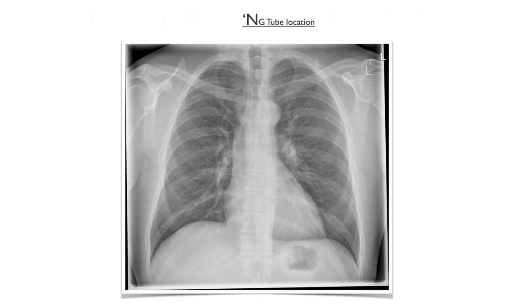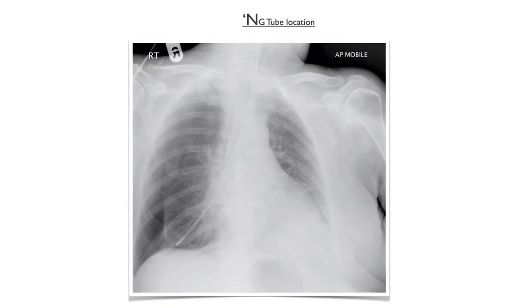NG tube location. Junior doctors are frequently asked to confirm the location of NG tubes. If the NG tube is correctly placed, the tip of the tube should be seen in the gas bubble of the stomach below the left diaphragm. In this radiograph, notice how the NG tube extends into the lower zone of the right lung. In this situation, feeding should be avoided and the NG tube should be removed.